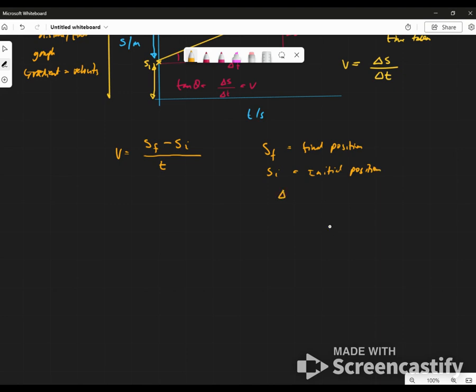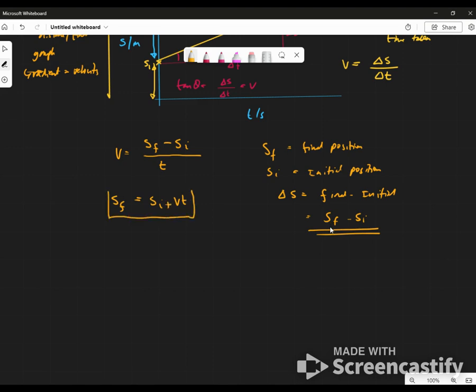All right, and obviously delta S, the change, is always the final minus the initial. It's always that. Well, in this case, it's S_F minus S_I, and that's the change in position, delta S. If we expand this, we get VT, and that times that, VT is equal to S_F, S initial, plus VT.